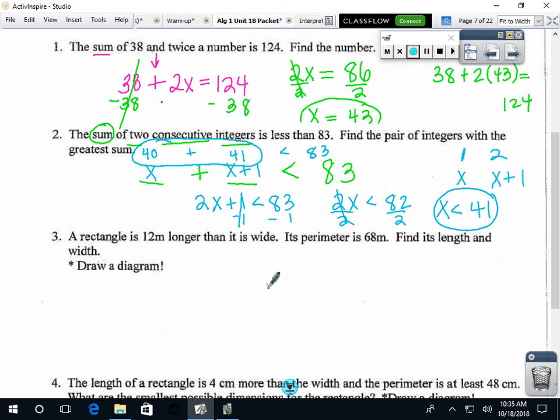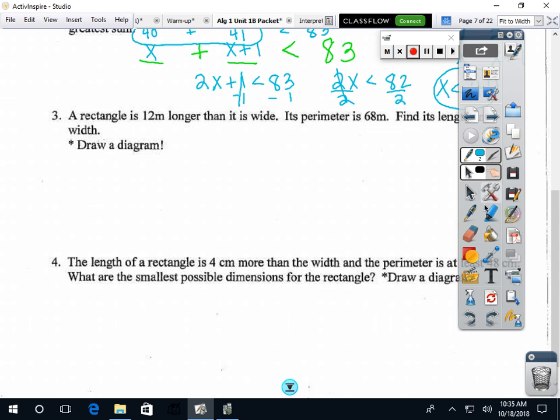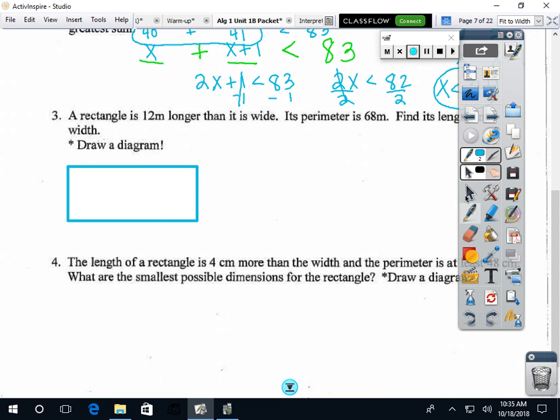Okay, can I move to number 3 now, or are you still copying? Okay, number 3. A rectangle is 12 meters longer than it is wide. Its perimeter is 68 meters. Find its length and its width. Draw a diagram. Okay, so I'm going to draw a rectangle like it suggested. So go ahead and do that on your paper.